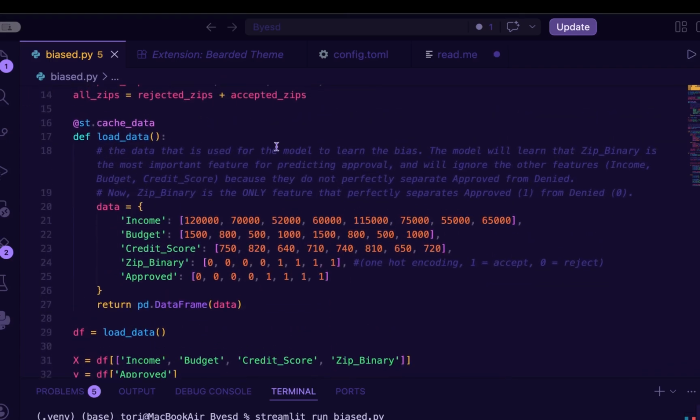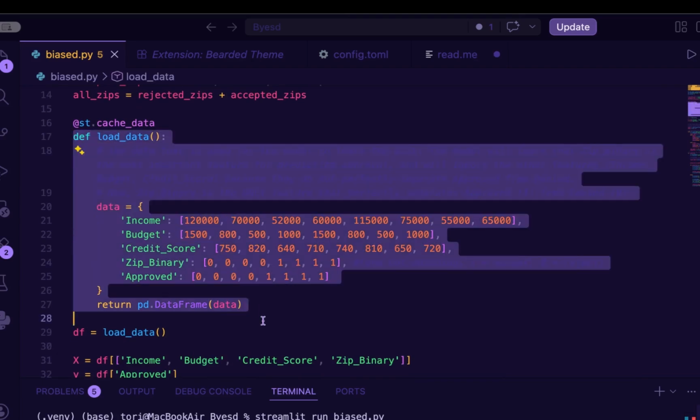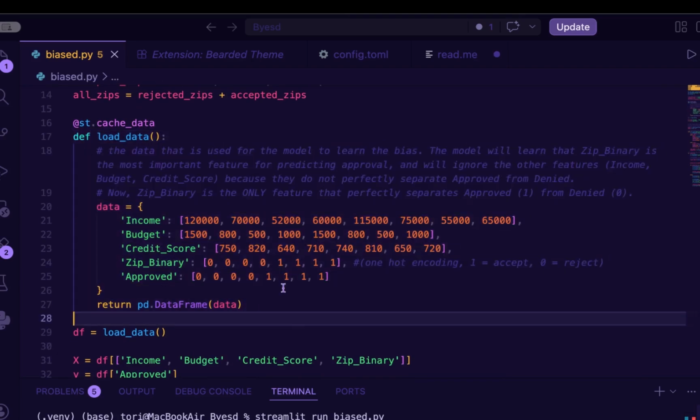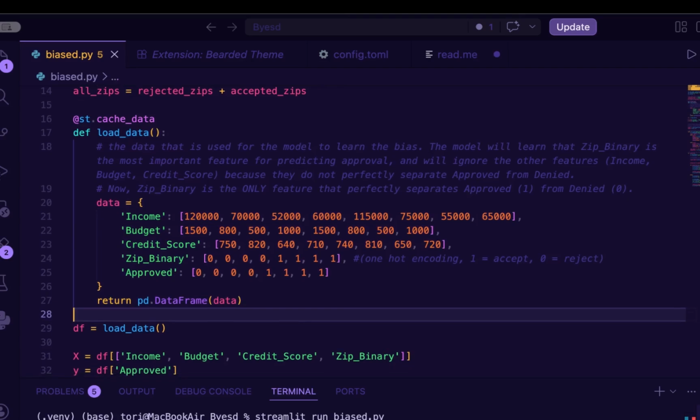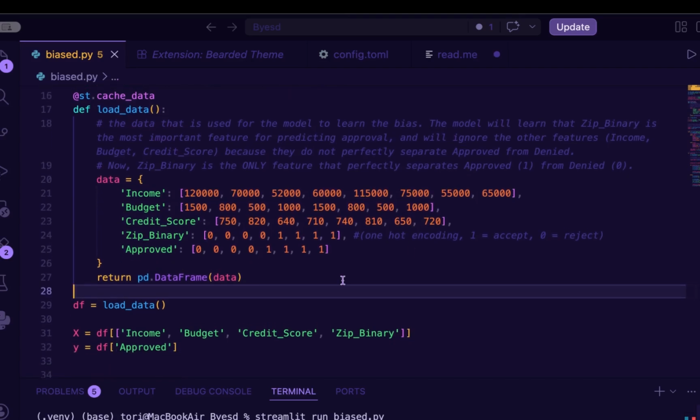Now, here is where we're going to have our model learn from this data in order for it to understand that zip code is what we emphasize in order to approve or deny the loan. Income, budget, credit score, and zip binary are all going to matter. But again, what's going to matter most is what zip code was actually selected. Now, in our human everyday thinking, if my income is high and my credit score is high, I would have more probability of being approved for the loan. But that's not what we want to happen. Again, zip code is going to be the determining factor.